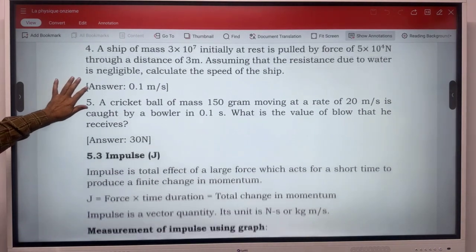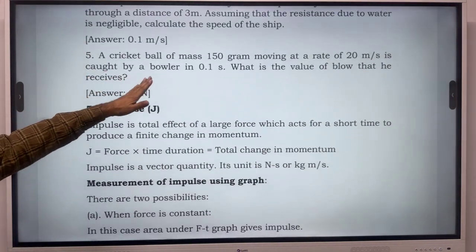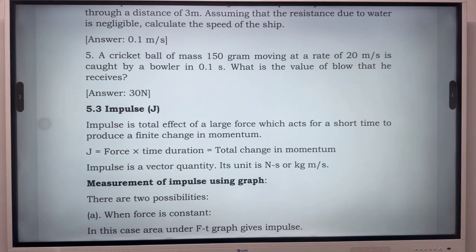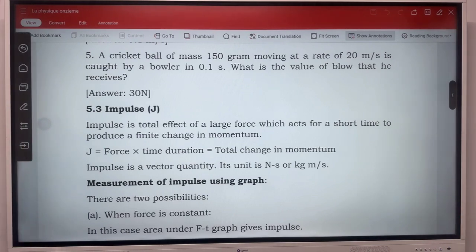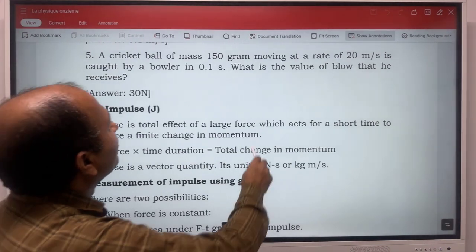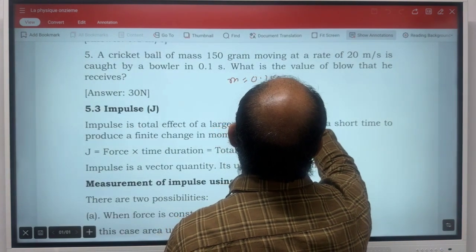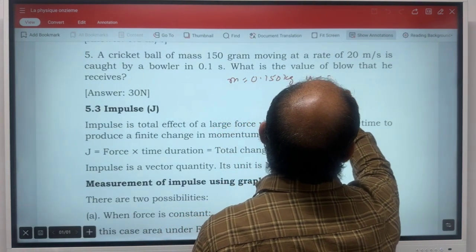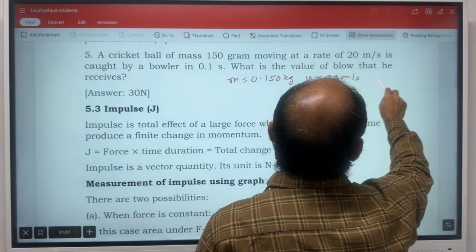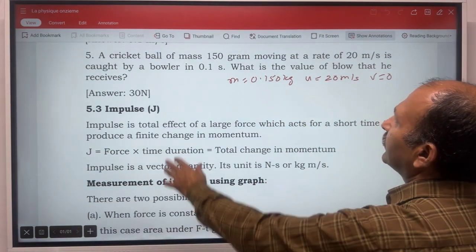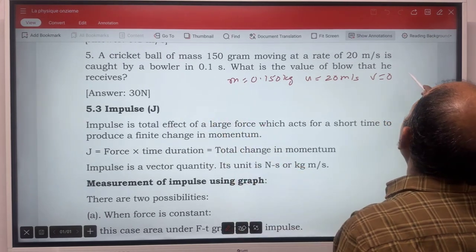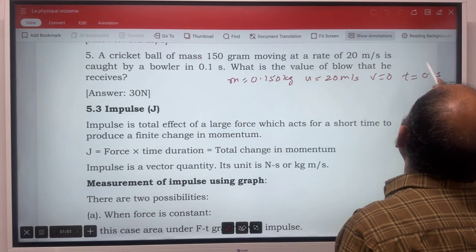Next point is, a cricket ball of mass 150 gram moving at a rate of 20 meter per second is caught by a bowler in 0.1 second. What is the value of blow that he receives? So here what has happened? m is given 0.150 kg, u is given 20 meter per second, v becomes 0 because the bowler catches it, and time is given as 0.1 second.